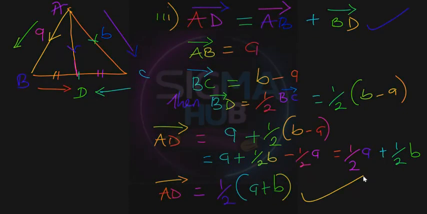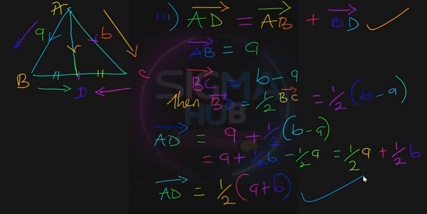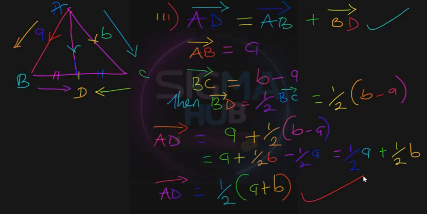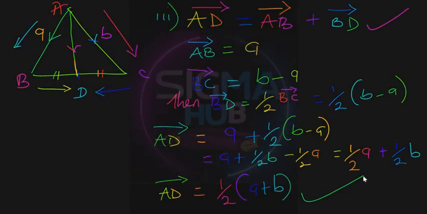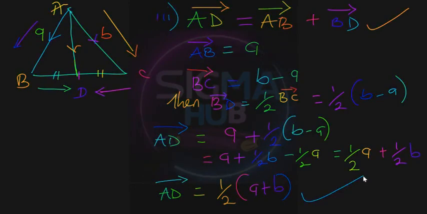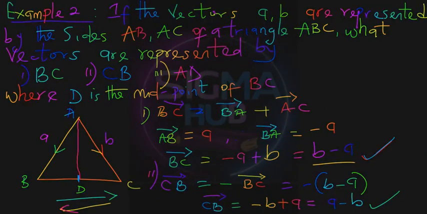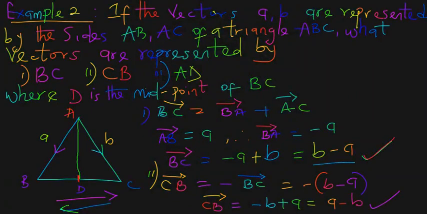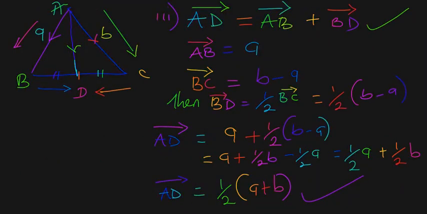And that's the answer. As you can see, using addition and subtraction of vectors together, we can simplify as many problems as possible. So using addition and subtraction of vectors, we're able to represent BC, able to represent CB, and lastly, we're able to represent AD.